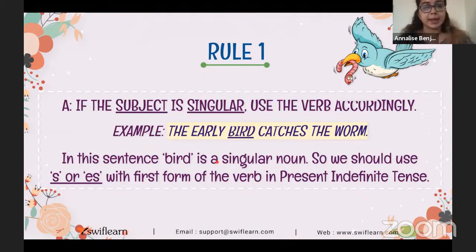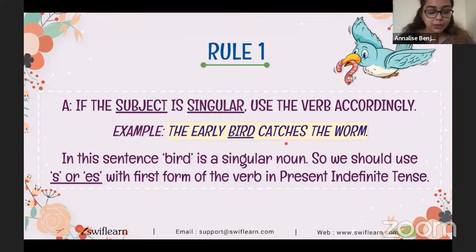Let's look at the example. The early bird catches the worm. In our sentence over here, bird is our noun. That means bird is our subject. Okay. Catches is our verb. Our catches is in the present tense. So we know that the subject and the verb are both singular.